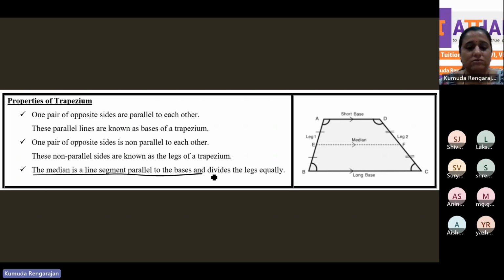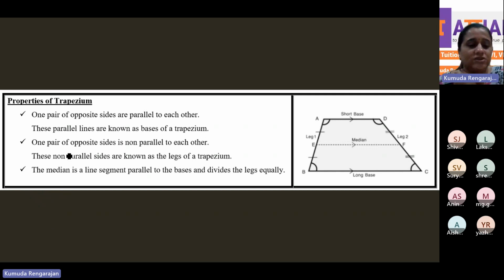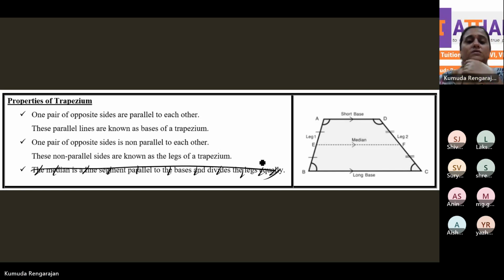So that's what you see here. You can also take the definition I just gave you instead of this one. I'll send it on WhatsApp later. Okay, so that's about the median.